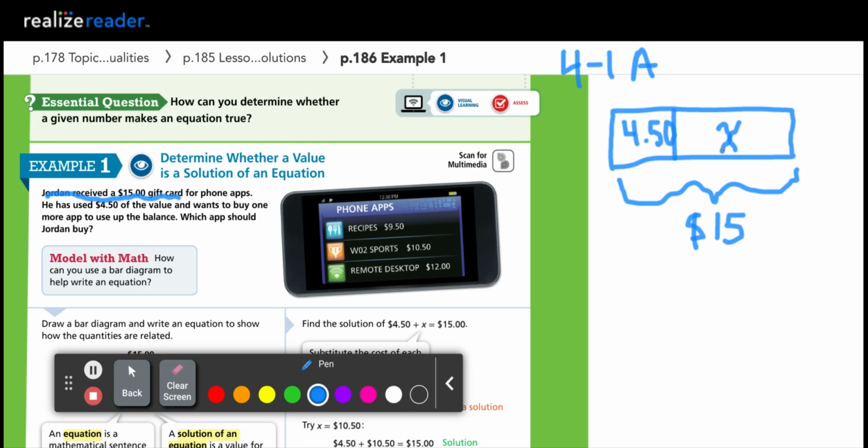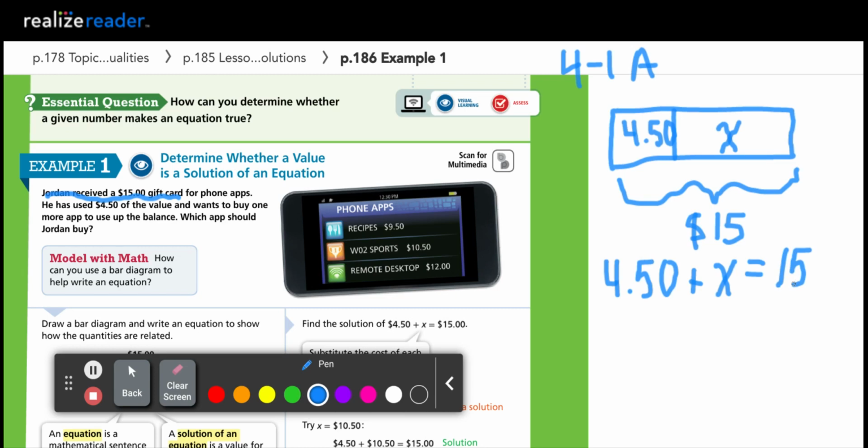So now we're going to write an addition sentence here. We have $4.50 plus the cost of X, and we want that to add up and equal $15.